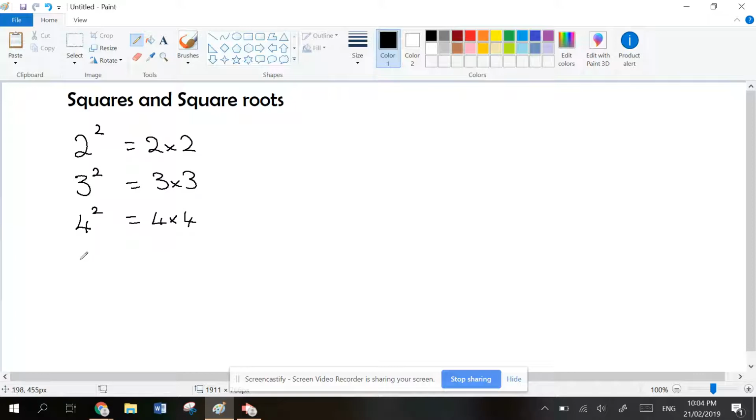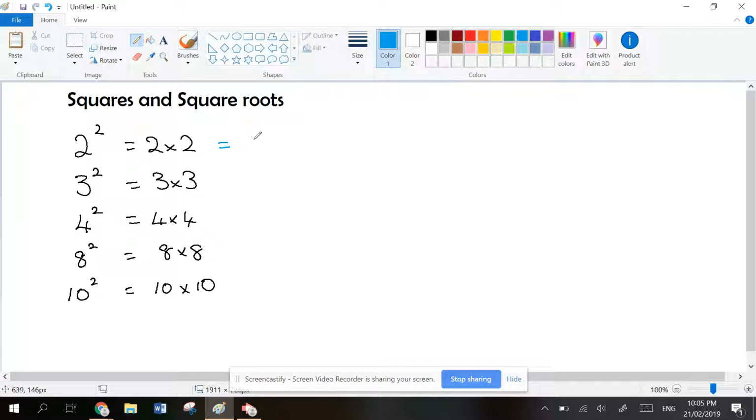And let's skip 5 and do something like 8 squared. 8 squared is 8 times 8. And if I said to you 10 squared, that would be 10 times 10. Okay, let's work out the values of these things.